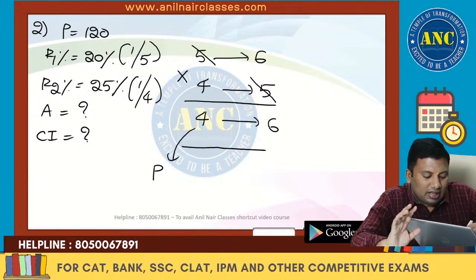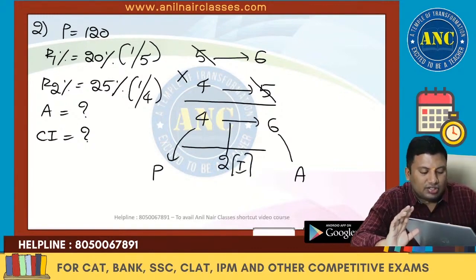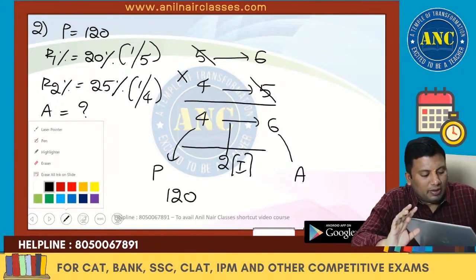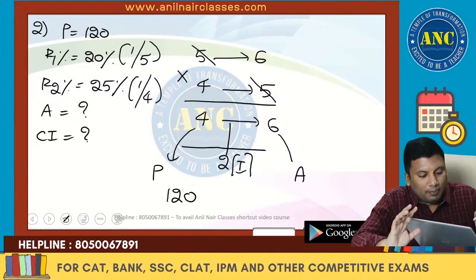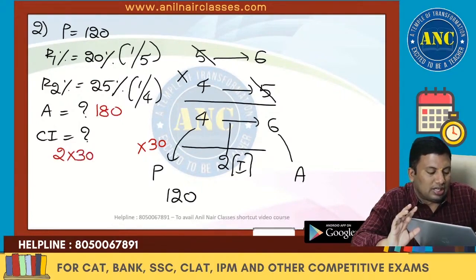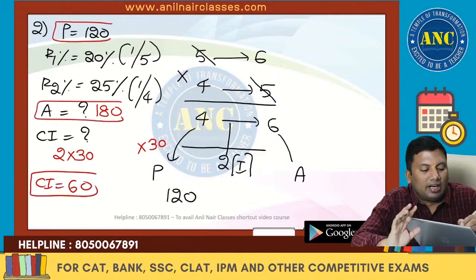It is nothing but the initial value P. This is nothing but the final value. Change is nothing but 2, which is the interest. But according to the question, it is 120. So 4 is becoming 120, so the principal will become 30 times. If it is 30 times, amount is 6 into 30, interest is 2 into 30. So CI value is 60. Amount value is 180 when principal is 120.